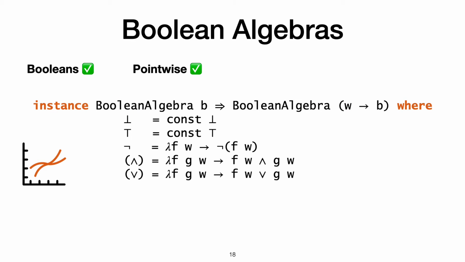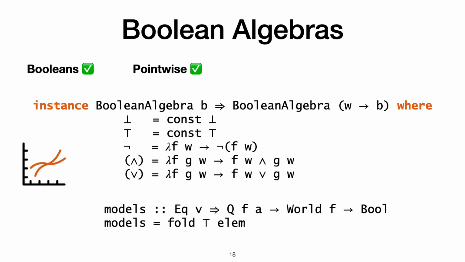Another instance of Boolean algebras is the function type. And it does form a Boolean algebra if the result type B is also a Boolean algebra. And the implementations of this instance are mostly pointwise for their components. And with this, we can write a models function that indicates whether a query is true in a given world. So given a query Q and a world F, we can decide whether this query is true or not.